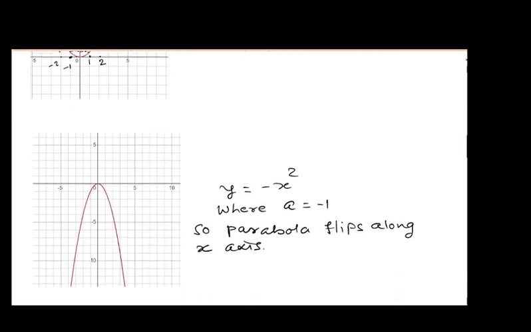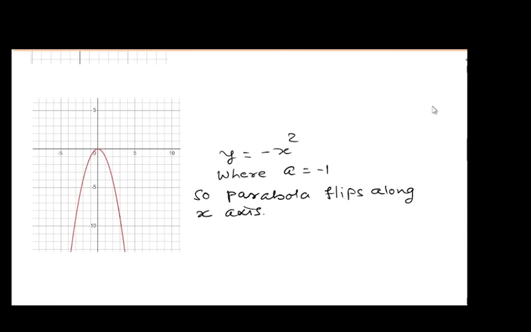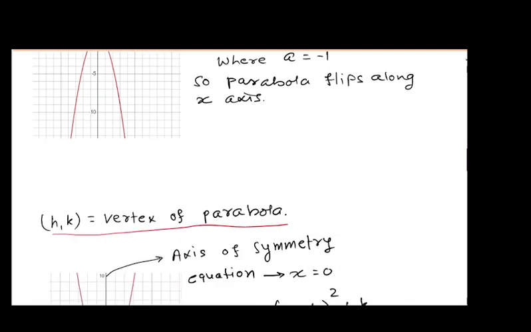What happens when a is negative? If a is equal to -1, which means my equation is y = -x^2, the parabola flips along the x-axis and becomes upside down. In that case, the vertex point is the maximum point, the topmost point on the parabola, which is again (0, 0) in this case, right? So this is regarding the a value of the equation.